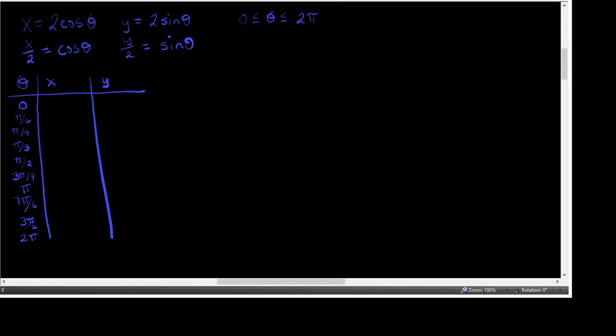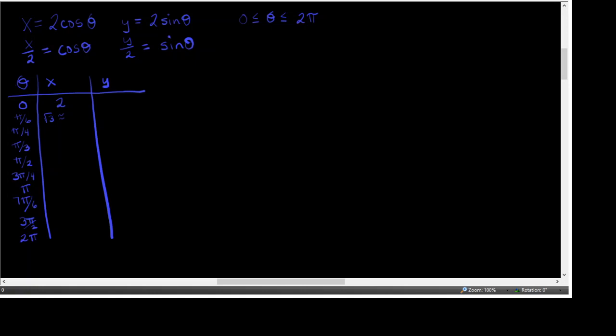All right, so when theta is 0, doing x's first. I'm going to do all the x's first. Cosine of 0 is 1. 2 times 1 is 2. Cosine of pi over 6 is square root of 3 over 2. Times 2 is square root of 3, which you probably want to get a decimal value. Let me get my calculator so that I can get that with a little bit of accuracy and not have to guess as much, because I'd like for you to have a good value.